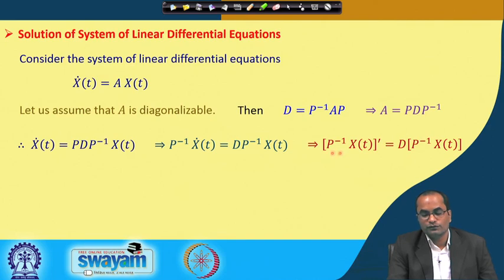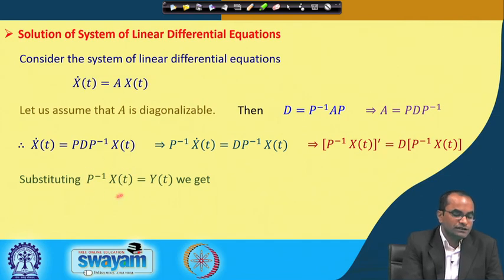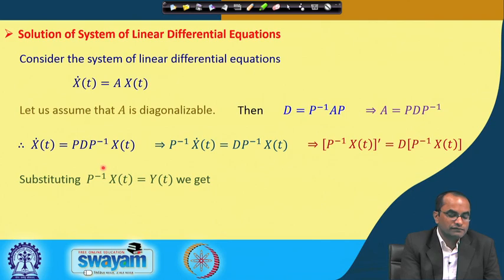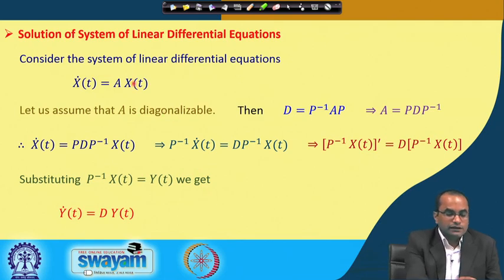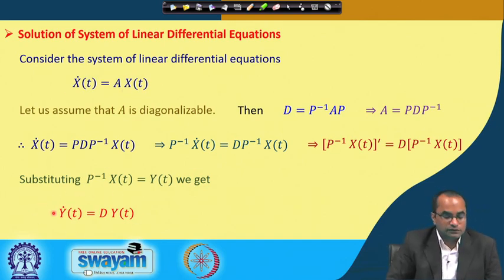And now we just substitute a new variable: we take P inverse x equal to y. When we multiply P inverse with x, we are setting this new variable y, and our system x dot equals A x(t) is now reduced to y dot equals D y(t).